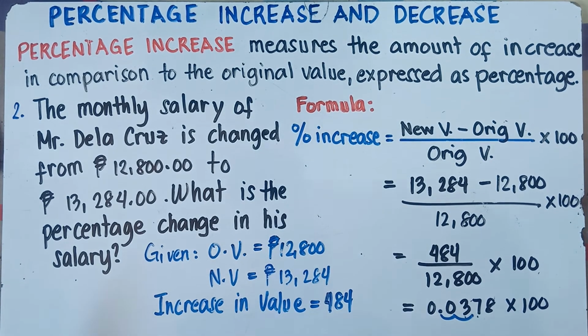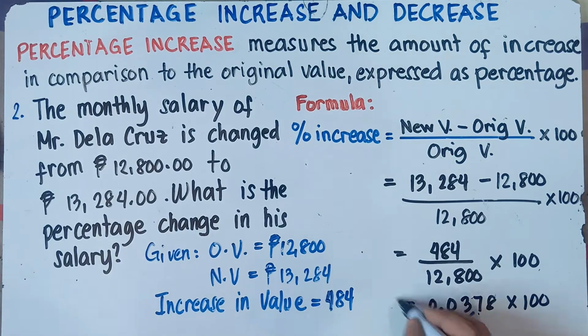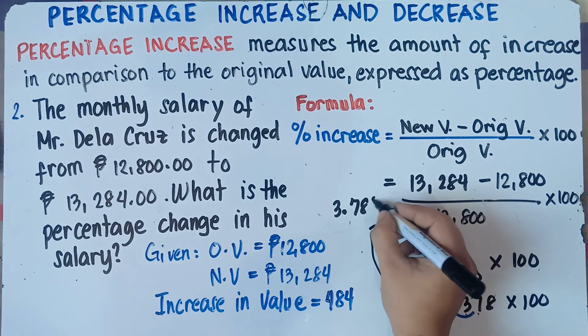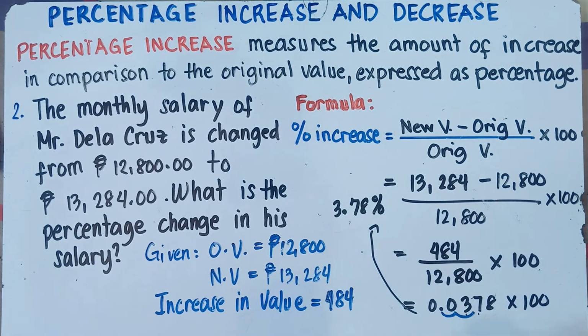Therefore, our answer, class, will be... Okay, we don't have enough space, class. Our answer will be... I will just put it here. Our answer will be 3.78%. That's it, class. 3.78% is the increase. All set for example number 2.